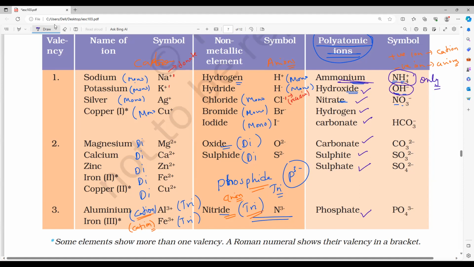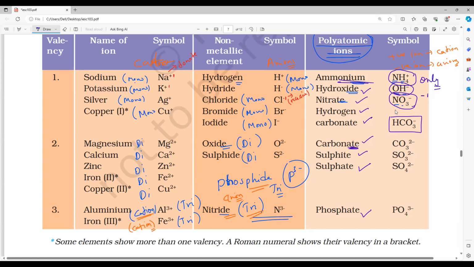Hydroxide, OH minus. What is the overall charge? Minus. Minus indicates -1. So it will receive how many electrons? Receive or donate? Minus means receive. Nitrate means how many receive? -1. Hydrogen carbonate, together, HCO3 minus.